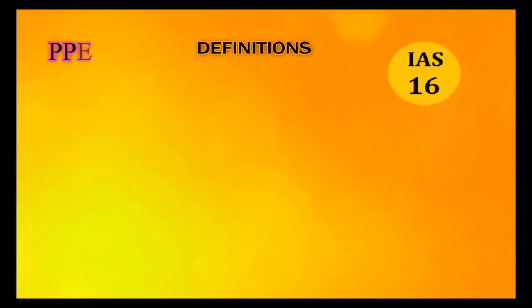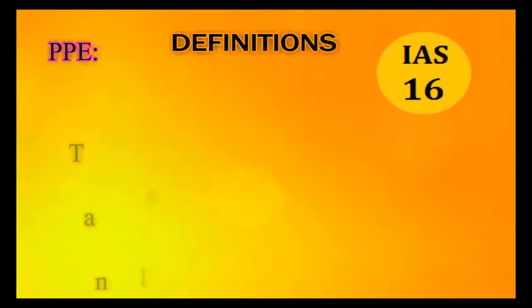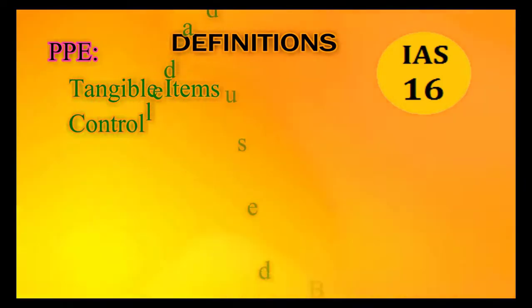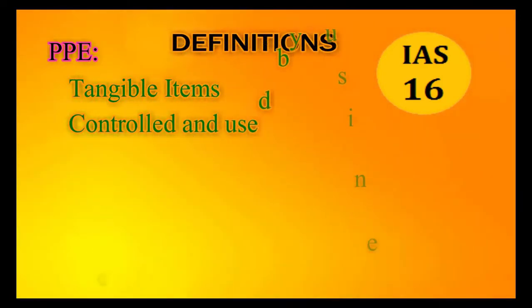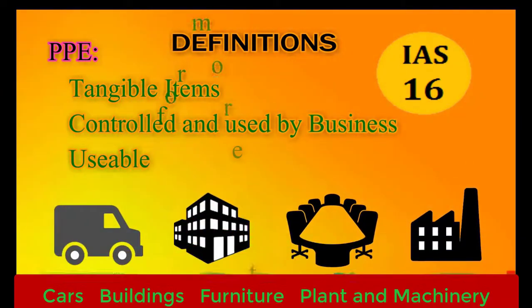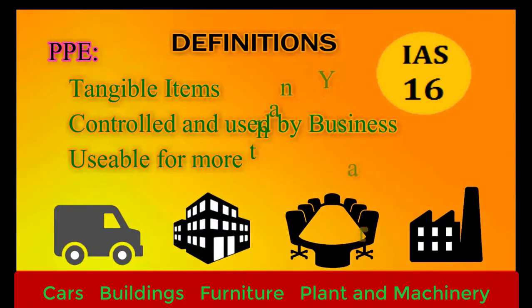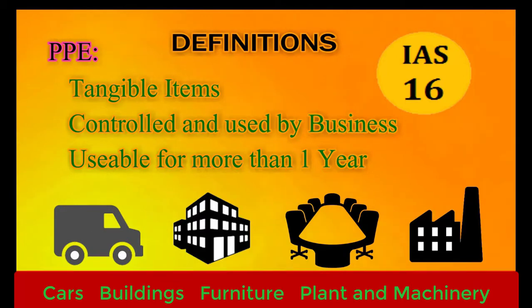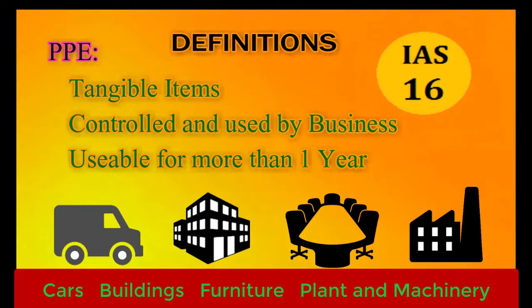Let's come to the definitions one by one. First, property, plant, equipment. These are tangible assets with the following properties. They are held by an entity for use in the production or supply of goods or services, for rental to others, or for administrative purposes, and they are expected to be used during more than one period. Some examples are cars, building, furniture, machinery, etc.